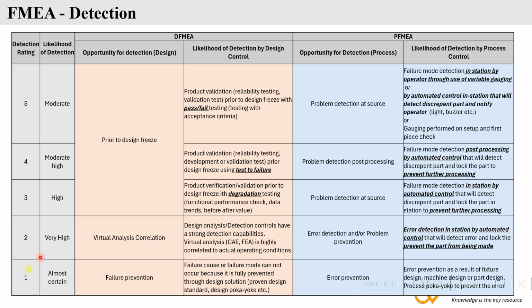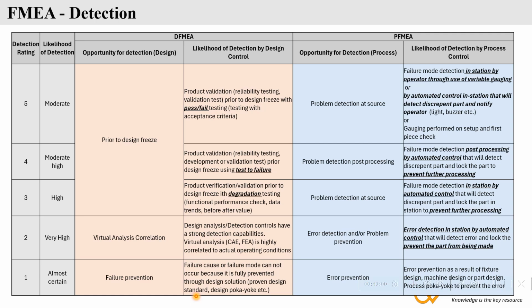Detection rating 1 means the failure cause or failure mode cannot occur. It is fully prevented through design solution. It means failure cannot happen. You have given some design poka-yoke or some proven design standard is available. So it is like that, failure cannot happen at all.